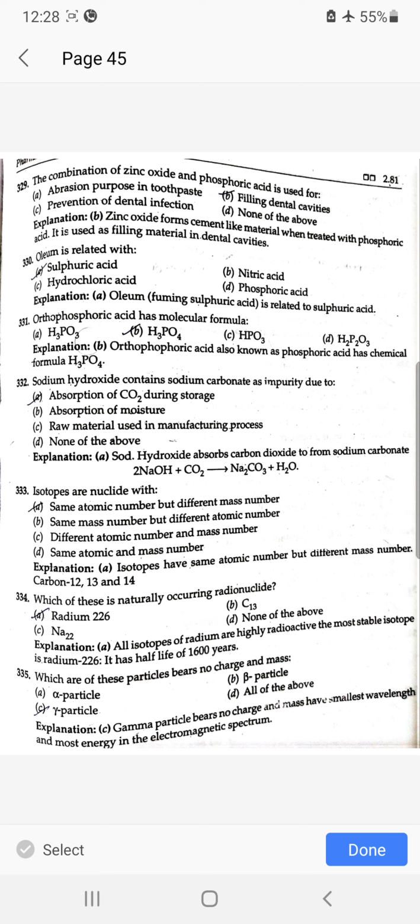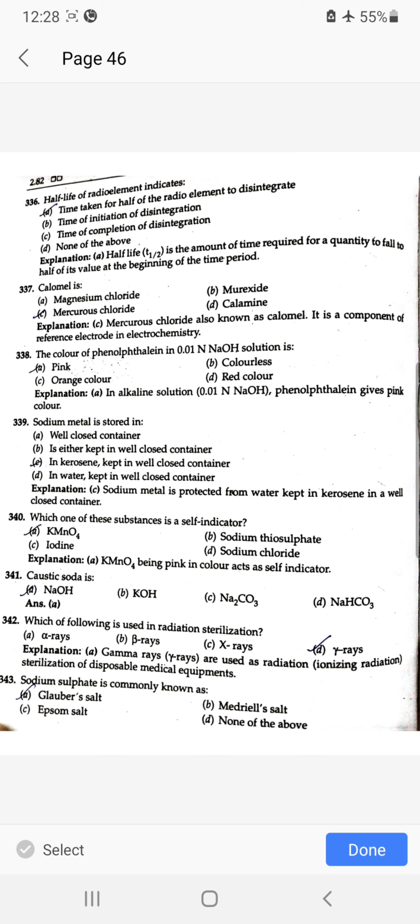Isotopes are nuclides with the same atomic number but different mass number. Which one of these is a naturally occurring radionuclide? Radium-226. Which of these radiations bears no charge and no mass? Gamma rays. Half-life of a radioelement is the time taken for half of the radioelement to disintegrate. Calomel is mercurous chloride.